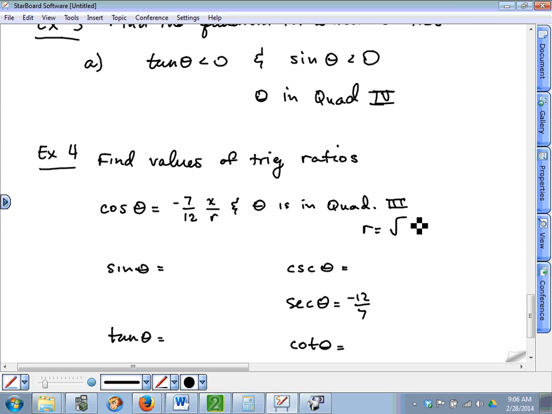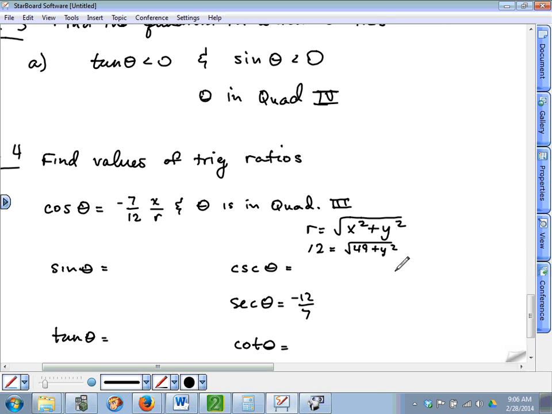Exactly. We need to use the formula r equals the square root of x squared plus y squared. And we need to manipulate this in such a way that we can find the value of y. So 12 is equal to the square root of what? Negative 7 squared, which is 49, plus y squared. If you square both sides, you're going to get 144 is equal to 49 plus y squared.